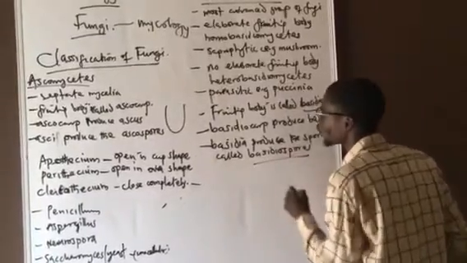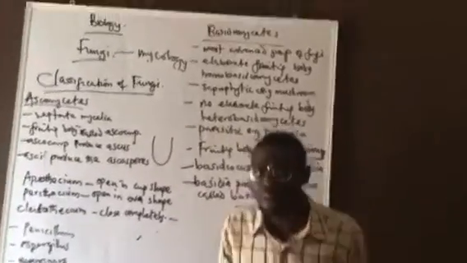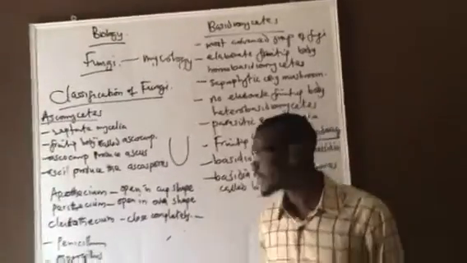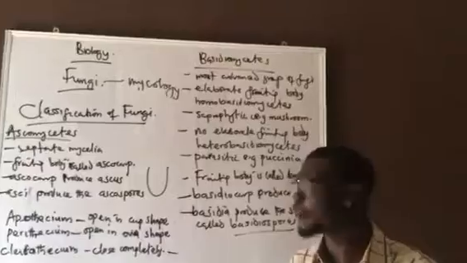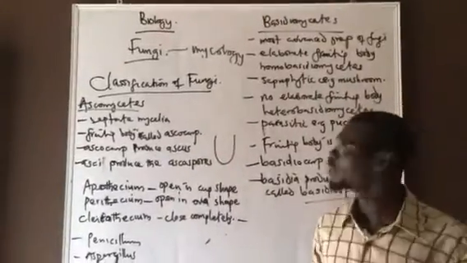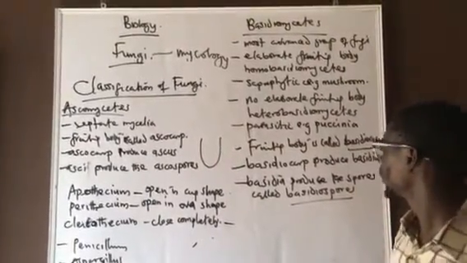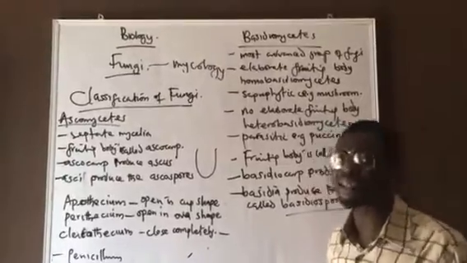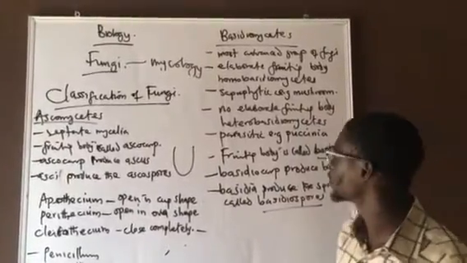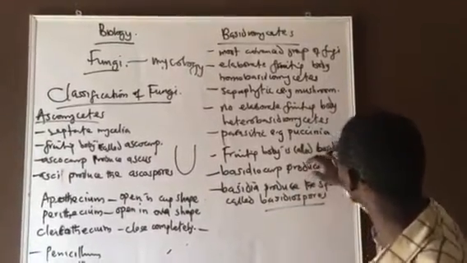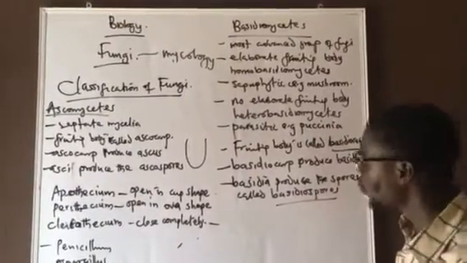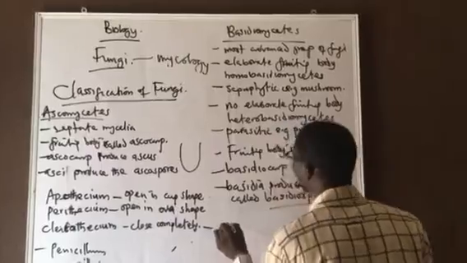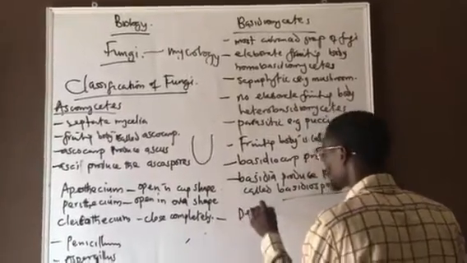So the basidiospores are the spores of basidiomycetes, and they are produced by the basidia, the sac-like structure that produces the spores. So those are the characteristics of basidiomycetes. I believe we have talked about the examples, which include Puccinia as well as the mushroom. Then we can also talk about the last group now, which is the deuteromycetes.